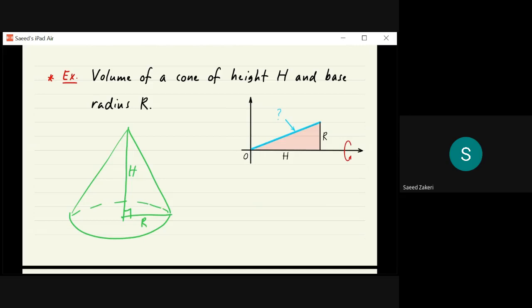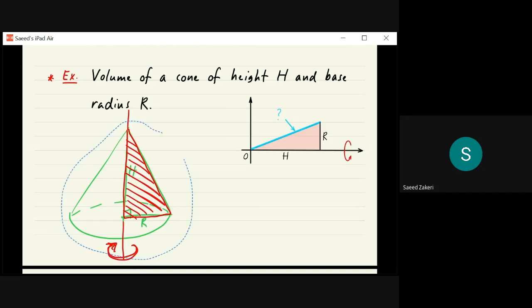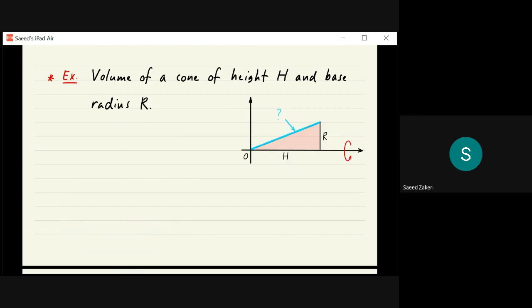You can think of this cone as a solid of revolution. All you have to do is take this triangle and revolve it around this axis. If you take this triangle and revolve it around this axis, obviously you get that cone. So the cone is a solid of revolution, and if I put it against the x-axis in the right position, I can apply the previous formula.